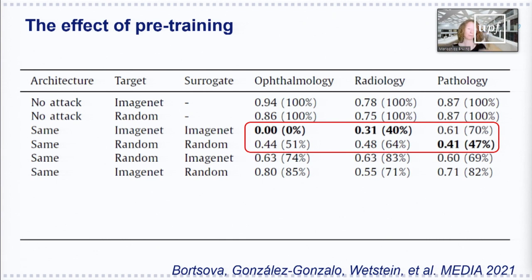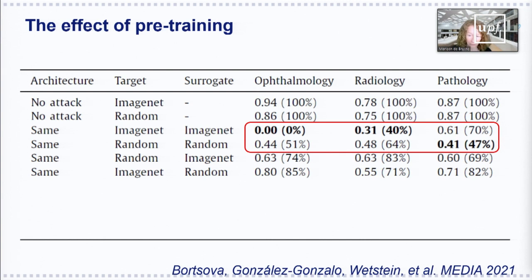So if the model was pre-trained on ImageNet and the attacker, the surrogate model, was also pre-trained on ImageNet, then performance is as low as 0% in some cases. But if only the initialization of the model is different, then the performance of the attacks is a lot less. But still, the model performs less well than it did initially, before attacks.